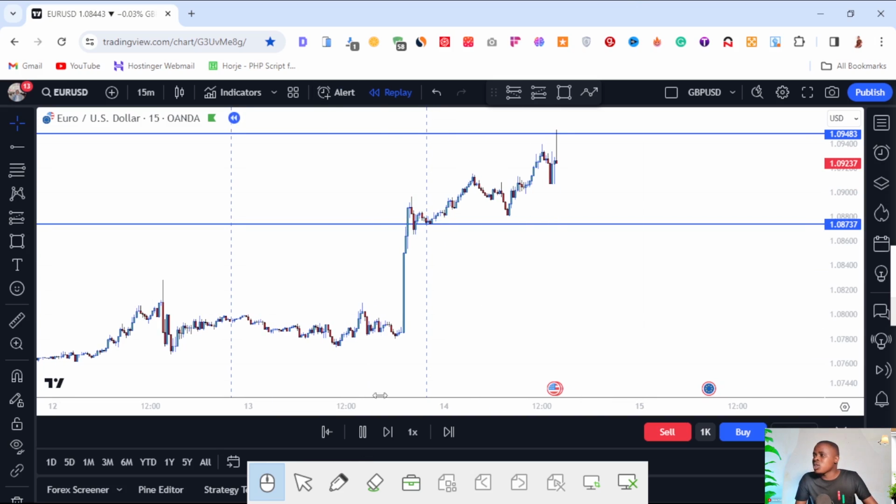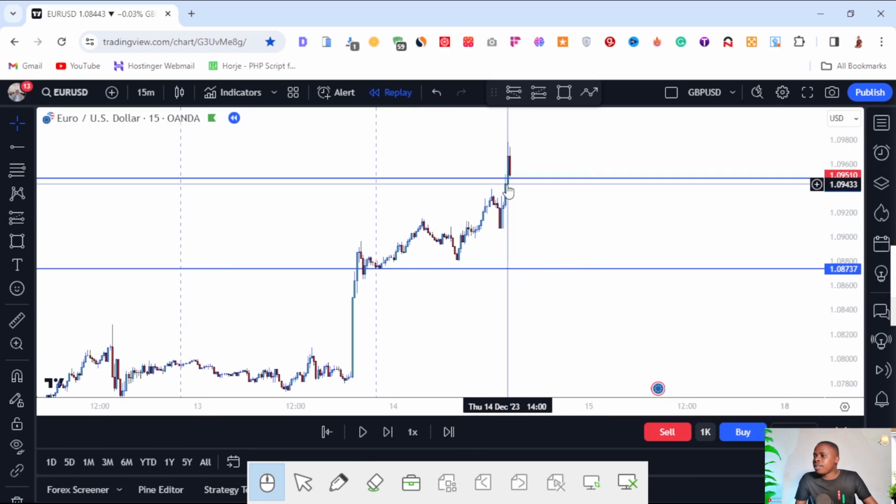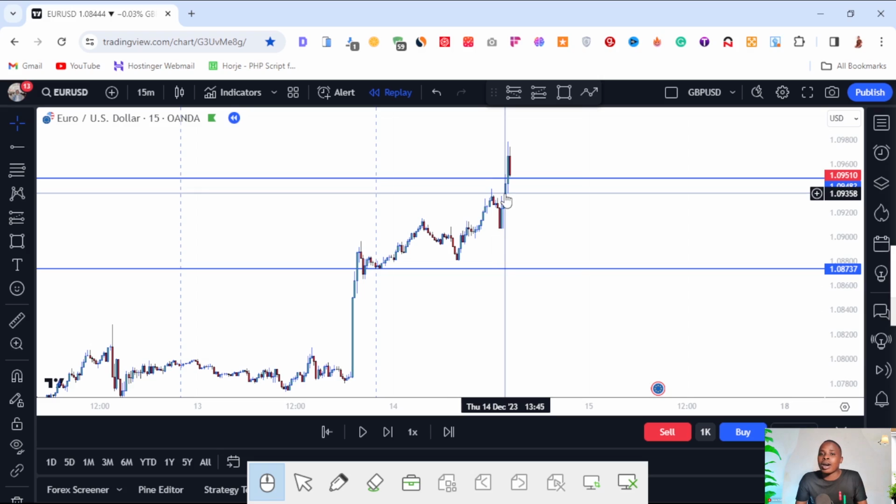So in this case, you can see the market pushed all the way up and made 73 pips in profit. If you were trading this, you could have caught 73 pips. That can be $73, that can be $730, that can be $7.30, depending on your account size.